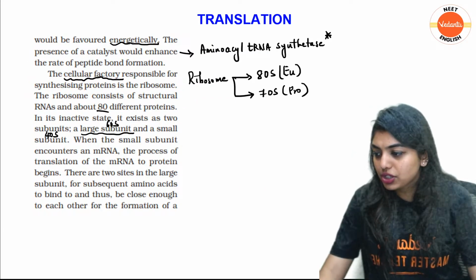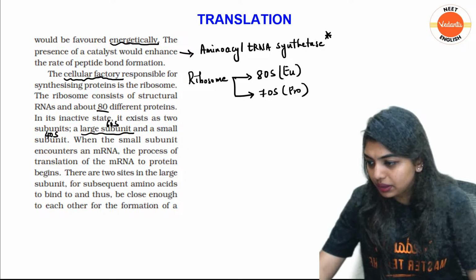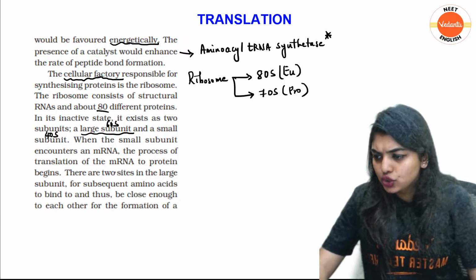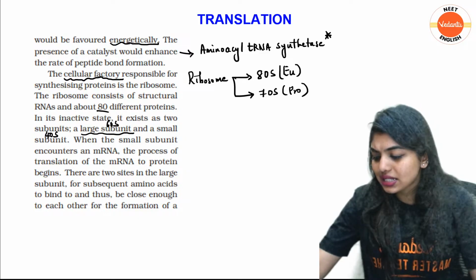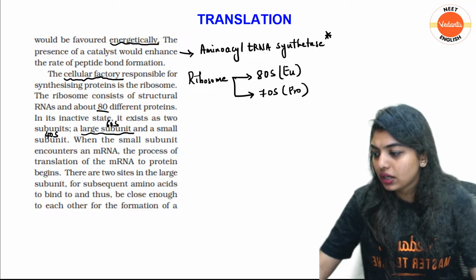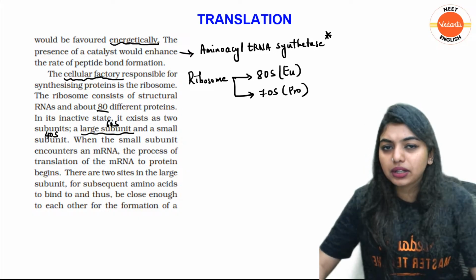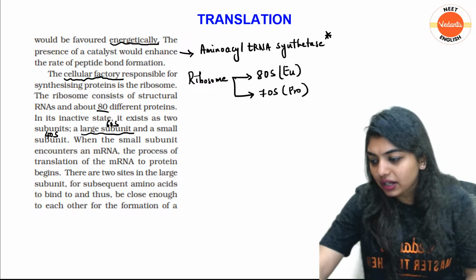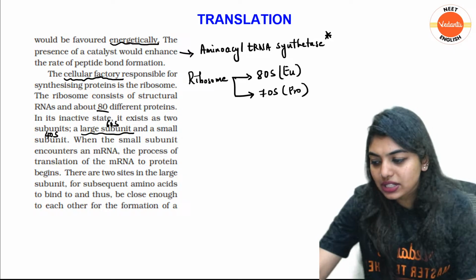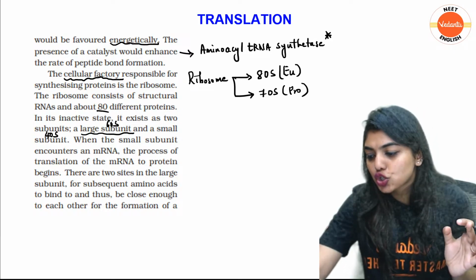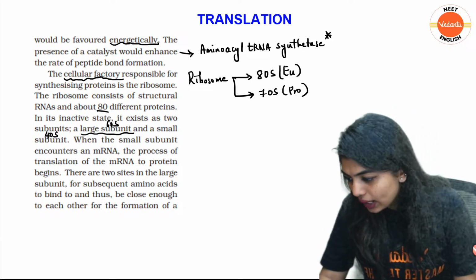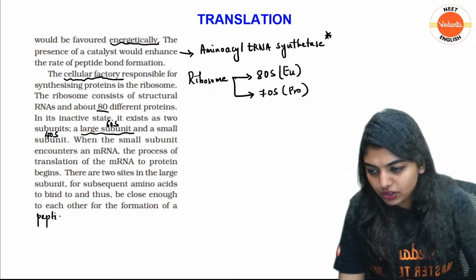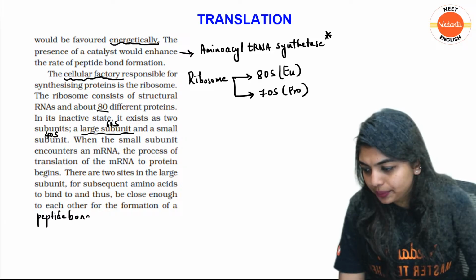Yes, so this will help in the formation of a translation complex. Clear or not? Okay, students, it's very simple. Do not break your head. Maybe compared to transcription, translation might look a little difficult, but it is only aminoacylation. Once you learn aminoacylation, then it is sorted. So it helps in the formation of a peptide bond.